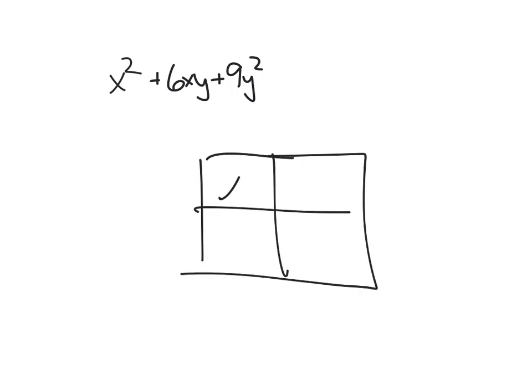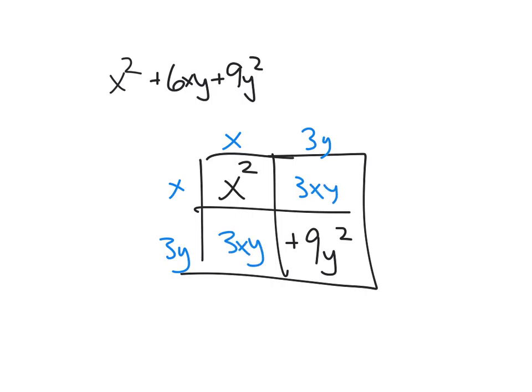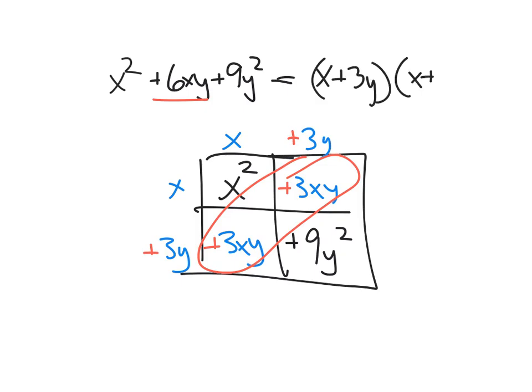Here's our box, and we know that x squared goes here. We know positive 9y squared goes there, which makes this x and x. That makes this 3y and 3y. And if we multiply our internal terms, you get 3xy, you get 3xy. And sure enough, if this is positive and this is positive, that gives us the middle term that we want. So that makes it plus 3y and plus 3y. So this equals x plus 3y times x plus 3y. All right, so that's important.